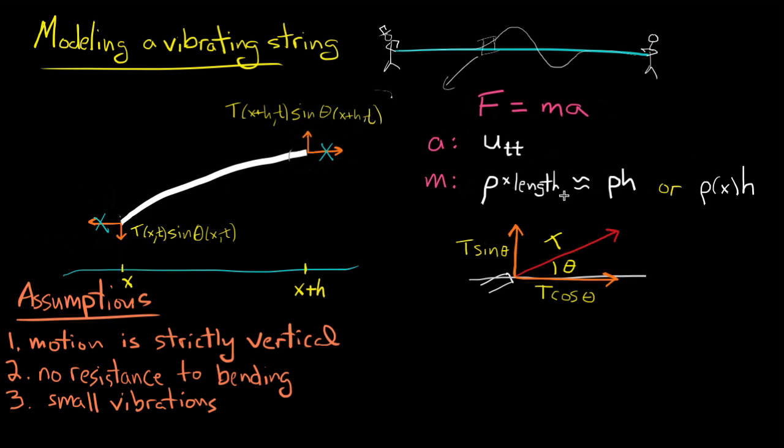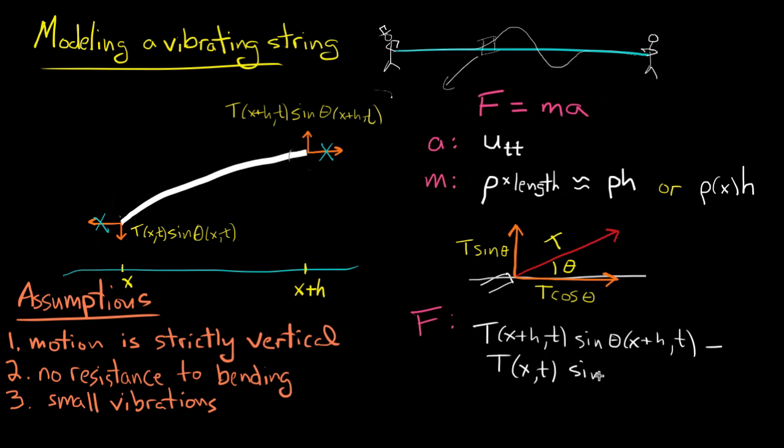We're pretty much ready to say what F is now. The horizontal parts cancel one another out, and so the force acting on this segment is just the upward force from this vertical component and the downward force from this vertical component. So let's write down F. Up is positive, so we have T of x plus h,t times the sine of theta of x plus h,t, minus T of x,t times sine of theta of x,t.